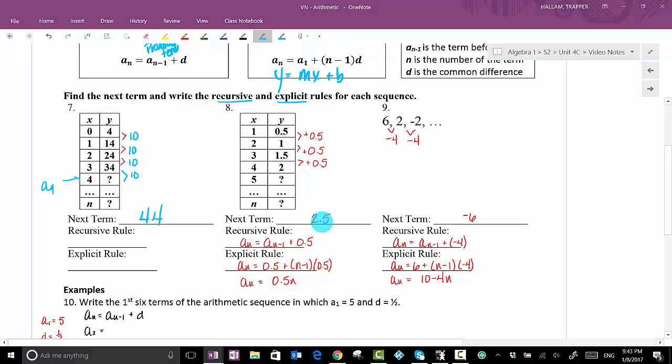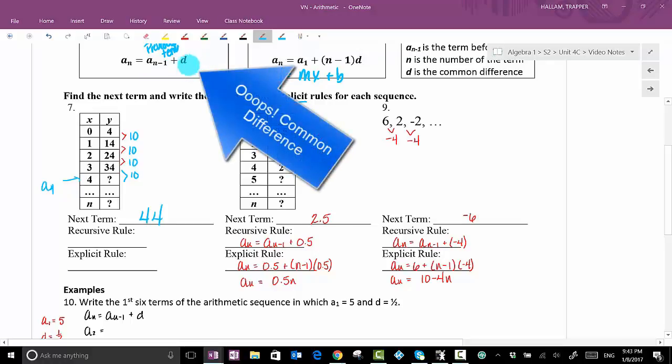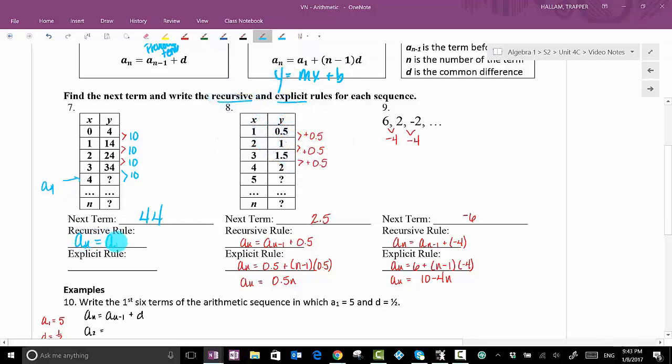All right, as for the recursive rule, we're going to take the previous term and add in our common difference. So for our recursive rule, we're going to say a sub n equals a sub n minus 1 plus our common difference, which is 10. We leave this there because we don't know which term you're looking for.